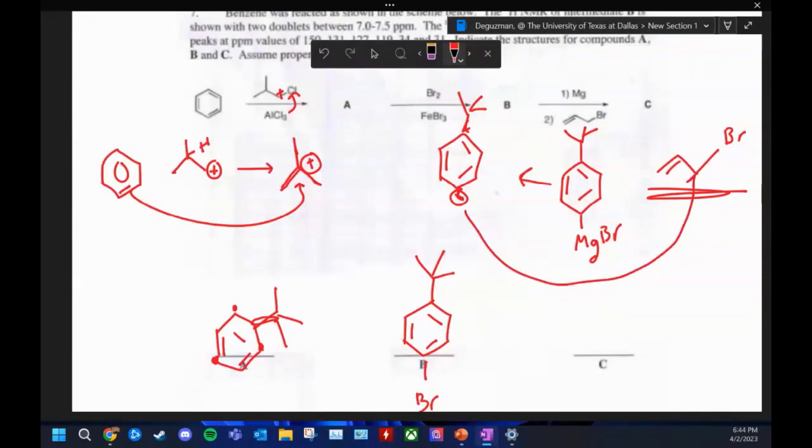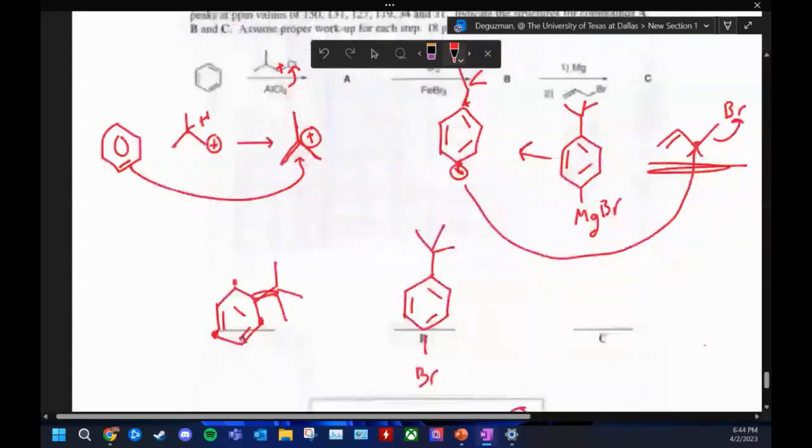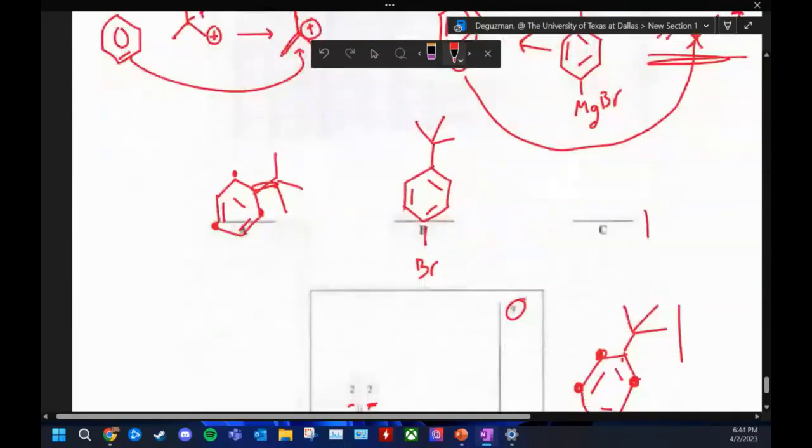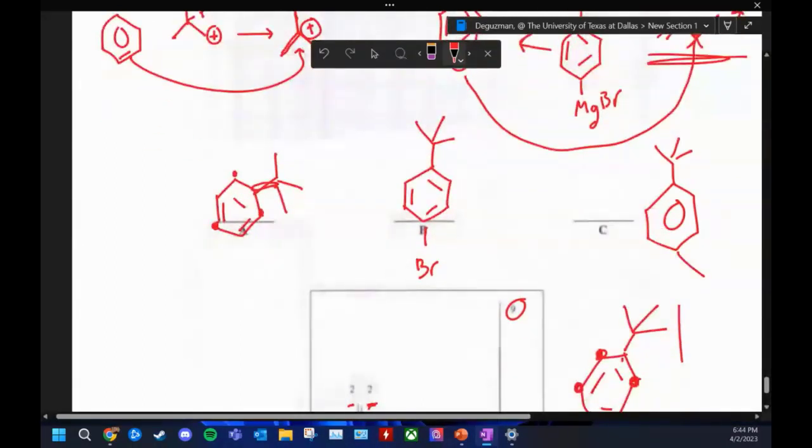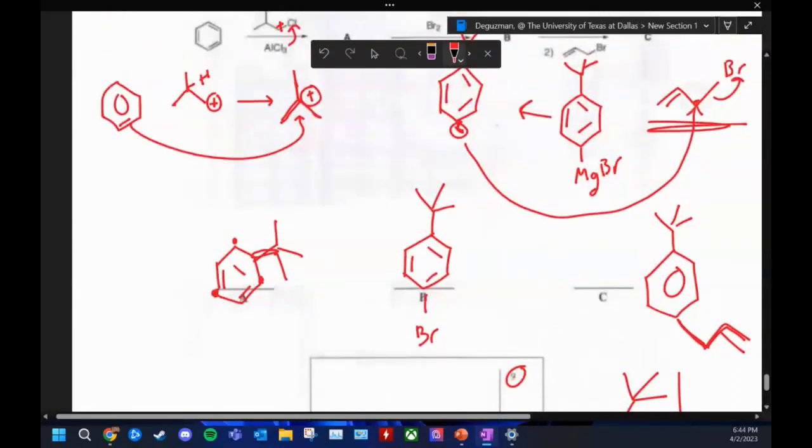So it's going to attack that carbon, making that bromine leave. Finally, our molecule should just be like that, where it attaches to the allylic position of the alkene. Right? That makes sense?